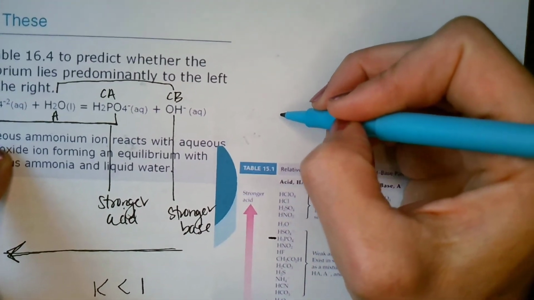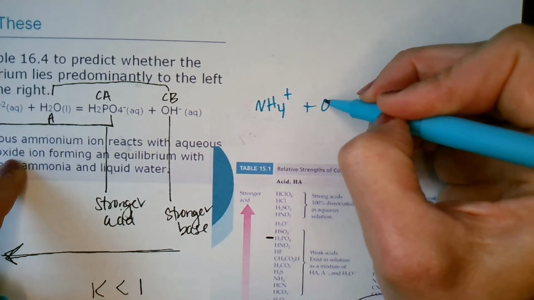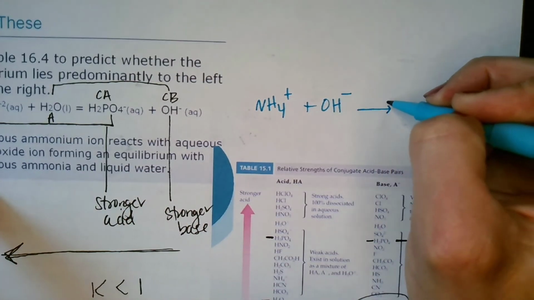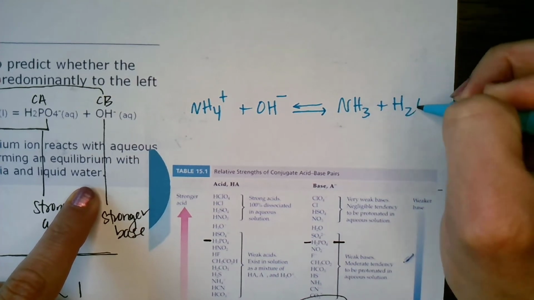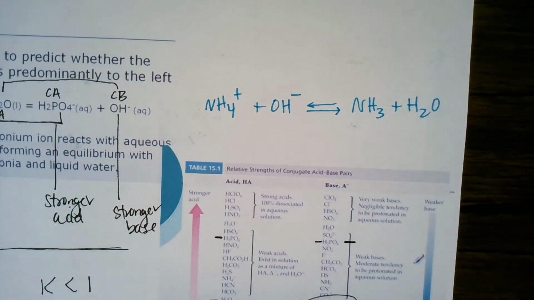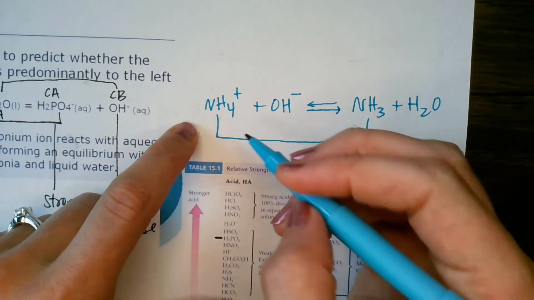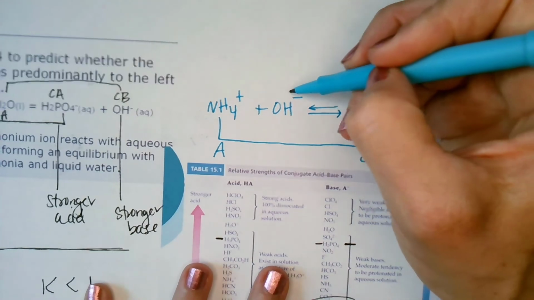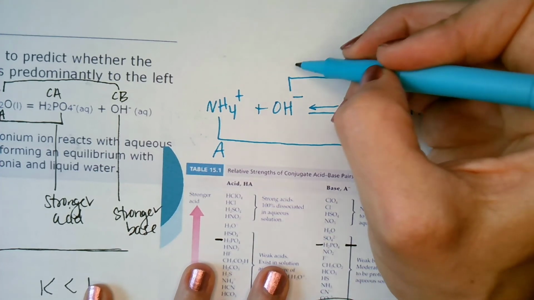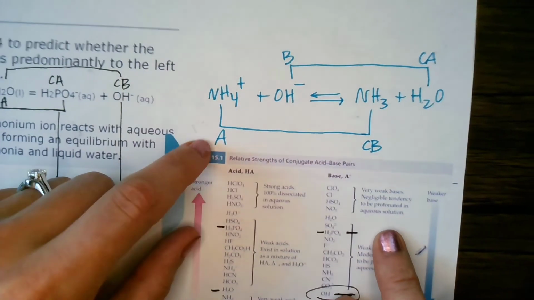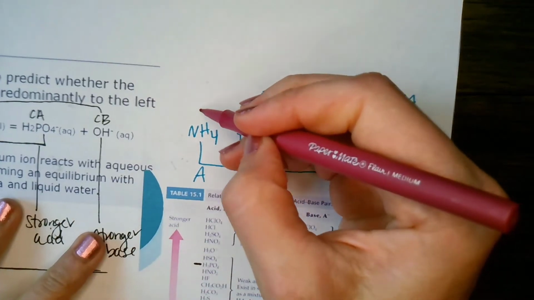And let's do one more example here. This one has us looking at the aqueous ammonium ion. So we've got NH4 plus reacting with aqueous hydroxide, forming an equilibrium with ammonia and liquid water, so NH3 and H2O. Okay, so let's find our pairs here. I've got NH4 and NH3. I've got more H's here, so this is my acid, and this is going to be my conjugate base. And here I've got my other pair. I have more H's on the right with H2O, so this is my conjugate acid, and this must be my base. So let's compare my acids, NH4 versus H2O.